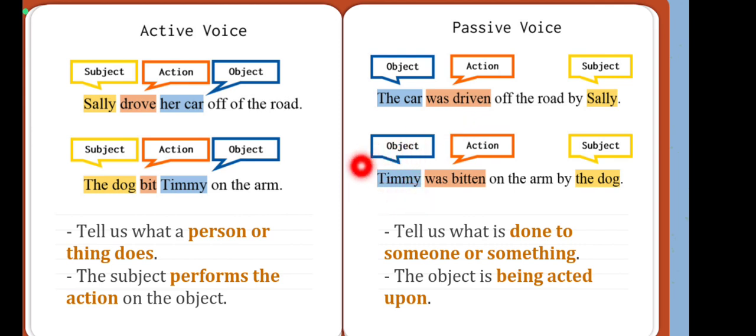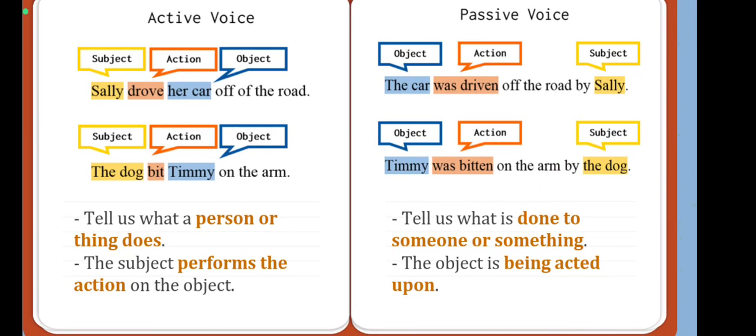Here we have another example. Here we have the object Timmy, and the action was bitten. And finally, we have the complement, off the road, on the arm, and at the end we have the preposition by, which is really important, the preposition by, and the subject. So here we had Sally, it goes to the end, by Sally. Here we have the dog, it goes to the end, by the dog. Okay, is this clear? It's pretty easy.